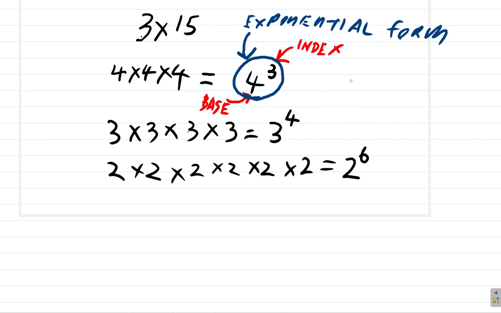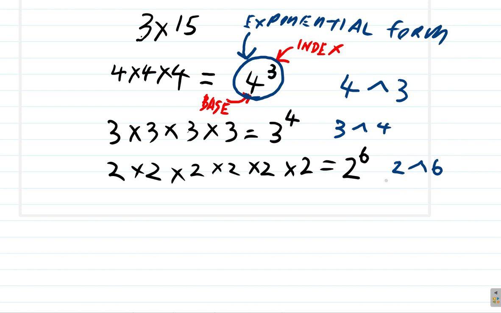Another way of writing it, if you're programming a computer, right, you would write it as 4, and you have this little symbol called caret, and you have 3. This is 4 to the power of 3. This is 3 to the power of 4. This, you write it as 2 to the power of 6.